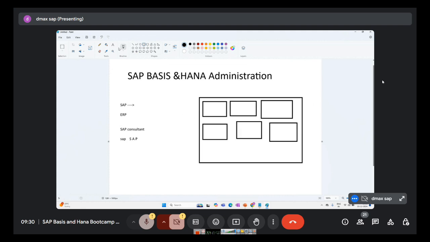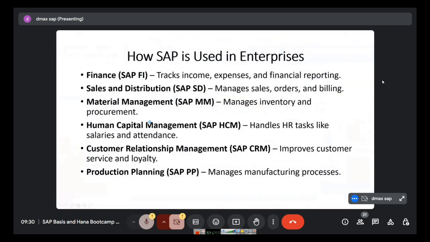You may hear outside also, if you say I want to learn SAP, they'll ask you, in SAP which module? Because all the departments, like the finance department, will be called the FI module. These are the modules which are available in SAP. Finance will help in these kinds of tasks. Sales and distribution, SD, manages sales orders and billing.